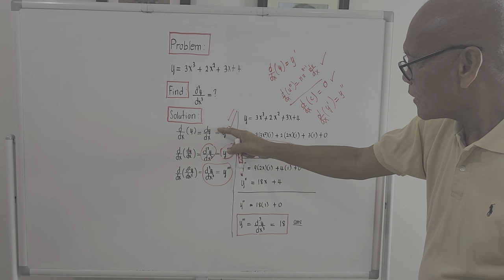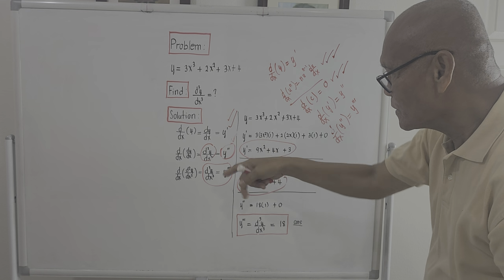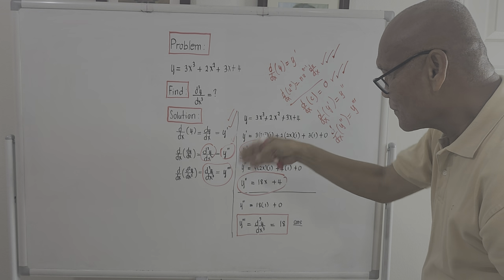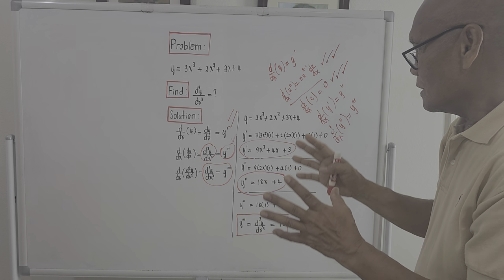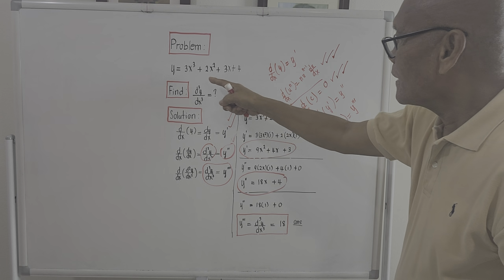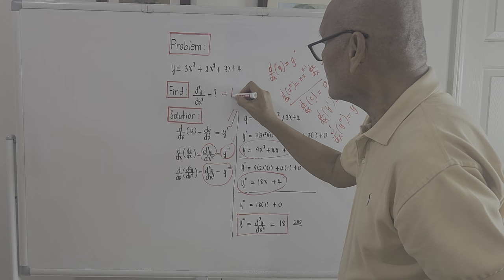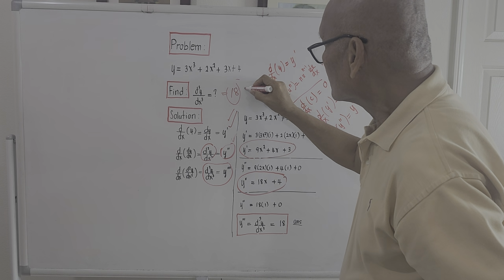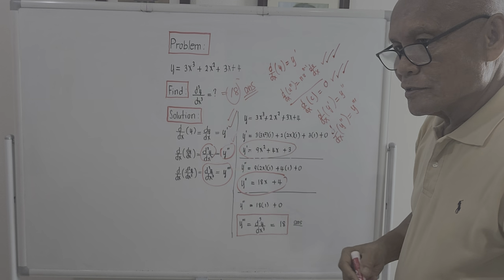Simplifying. Y triple prime now, or that is actually equivalent to what is being asked, in which I emphasize the concept that d cube y over dx cube is actually y triple prime. And the final answer should be 18. So the third derivative of y with respect to x is equal to 18. So this will be the answer. As simple as that one.